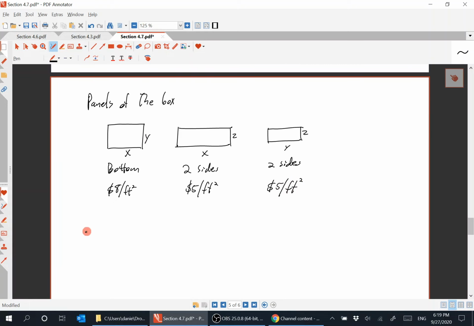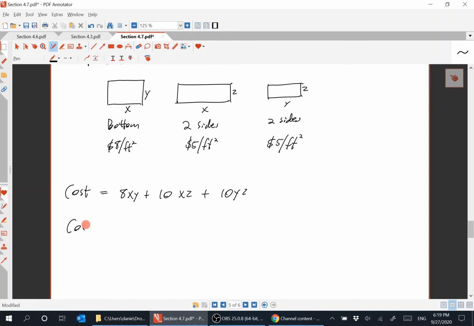Right, so the cost here is equal to, well, the number of square feet here is x times y. So the cost for the bottom is 8xy. Plus, the cost for these two sides is 2 times 5, which is 10xz. Plus 2 times 5, which is 10yz. Right? So the cost is equal to 8xy plus 10z times x plus y.